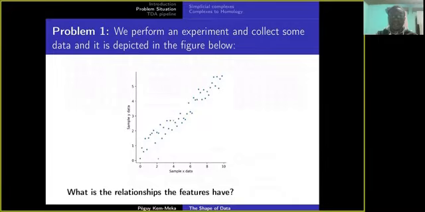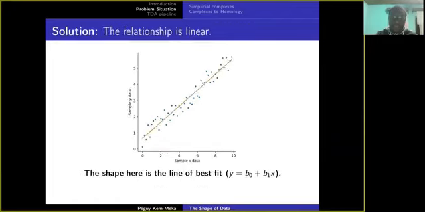Imagine that I perform an experiment and collect my data, and they are depicted in this figure. I would like to know the relationship between the features. We can see that when X increases, Y increases as well. So there is a strong linear correlation between my variables. Linear regression in this case allows me to get this line of best fit, which is the shape of my data. This line can help me, for example, to do some prediction, or more generally, to build a predictive model.